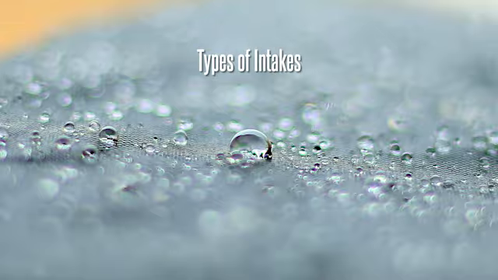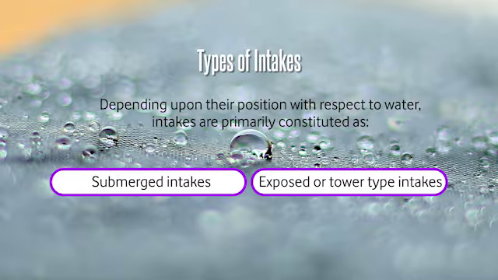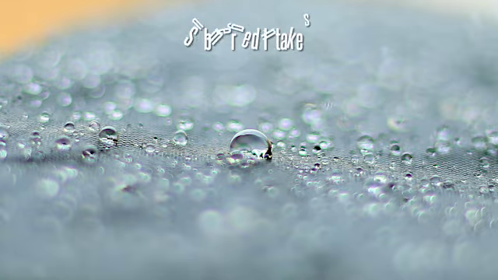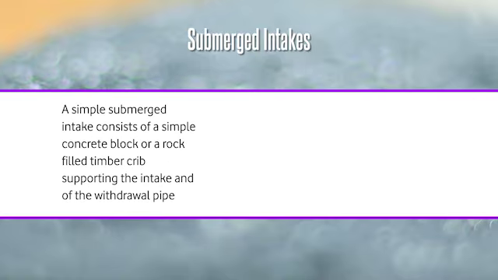Now, types of intakes. Depending upon their position with respect to water, intakes are primarily classified as submerged intakes and exposed or tower type intakes. Here, the submerged intakes. A simple submerged intake consists of a simple concrete block or a rock-filled timber crib supporting the intake end of the withdrawal pipe.